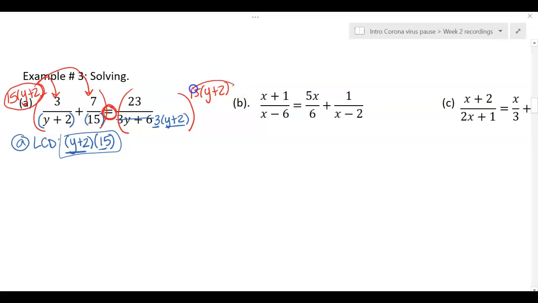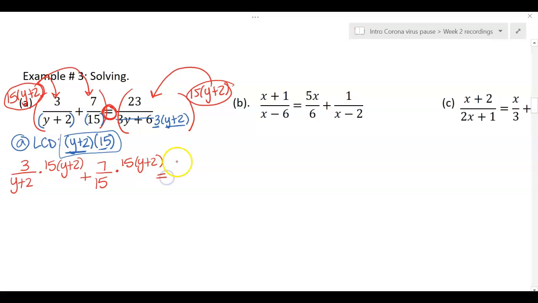And then on the right side, that 15 times y plus 2 is going to multiply the one fraction on the right side. So here's what I'm seeing. I had a first fraction of 3 over y plus 2, but that's now going to be multiplied by 15 times y plus 2. And then it was added with a second fraction of 7 over 15. That's now going to be multiplied by 15 times y plus 2.